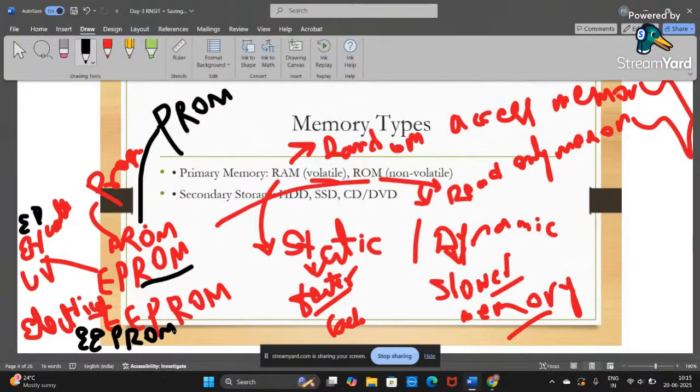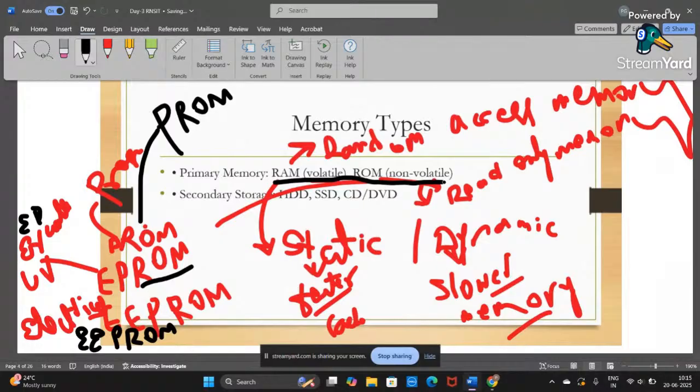In RAM, we have only two types, static and dynamic. In ROM, we have three types. One is PROM, programmable read-only memory. EPROM, erasable programmable read-only memory. And the third one is EEPROM, electrically erasable programmable read-only memory. Got it? Next. These are primary memory.